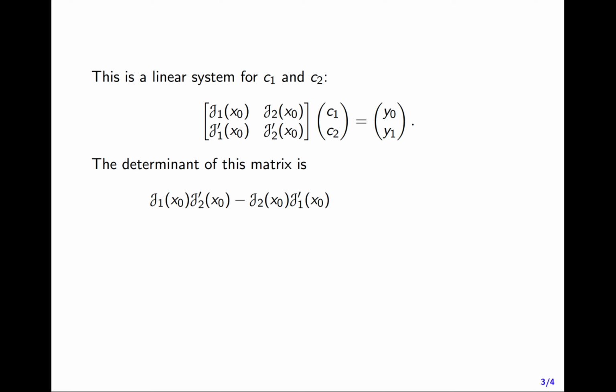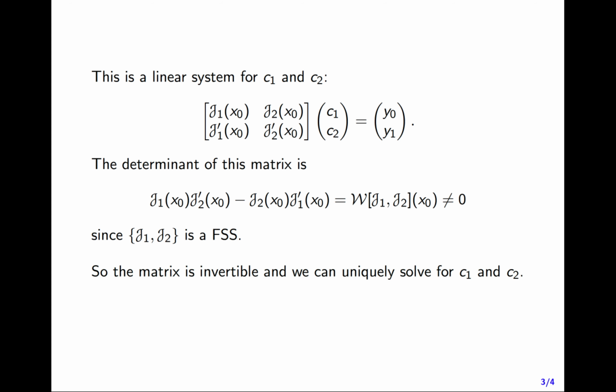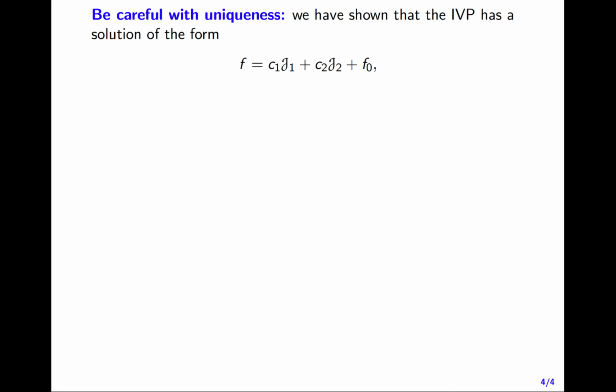Let's check the determinant. The determinant of this matrix is J1 of x0 times J2 prime of x0 minus J2 of x0 times J1 prime of x0. But that, of course, is the Wronskian of J1, J2 at x0. And we know something about the Wronskians of fundamental solution sets to differential equations. This Wronskian is never zero. So our matrix is invertible. We can uniquely solve for c1 and c2.